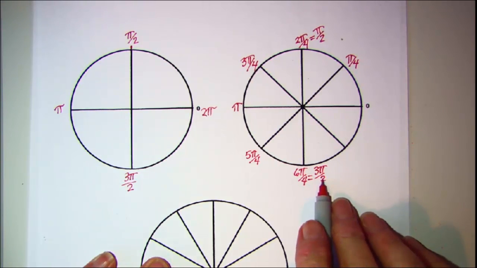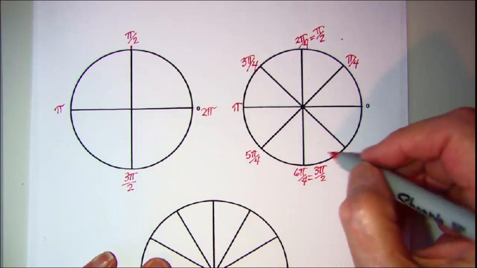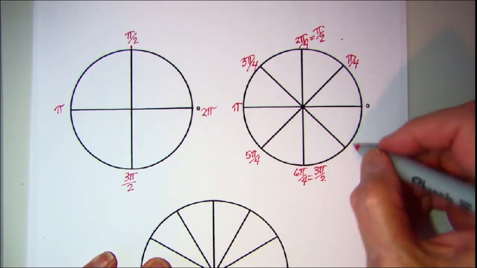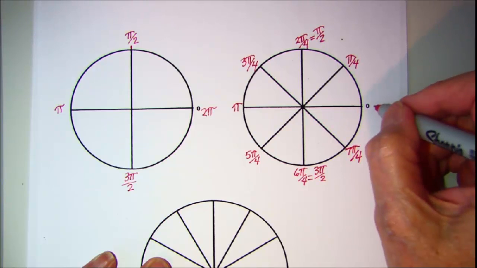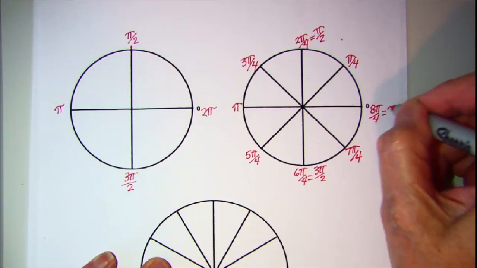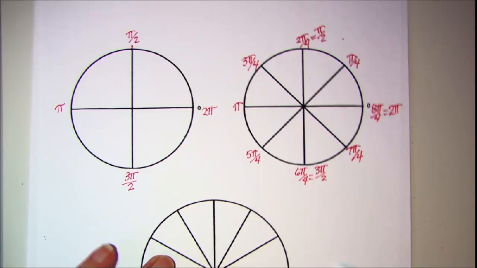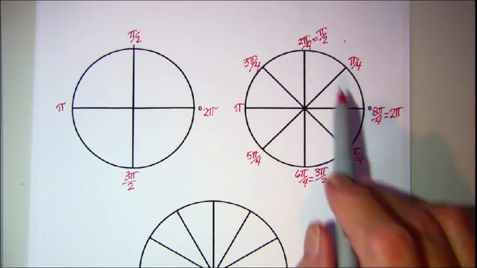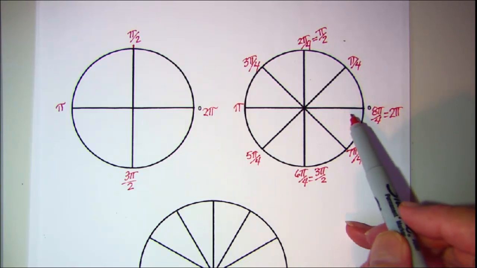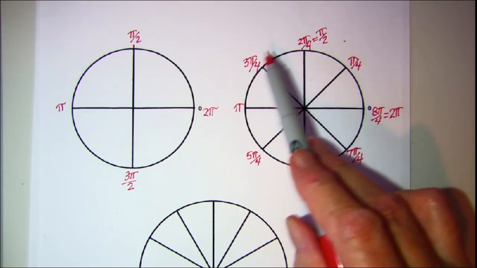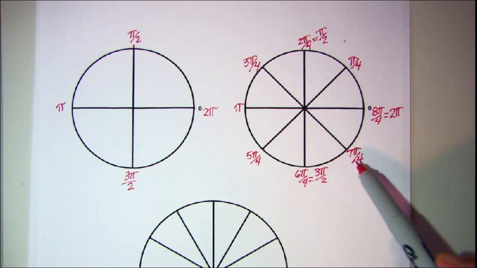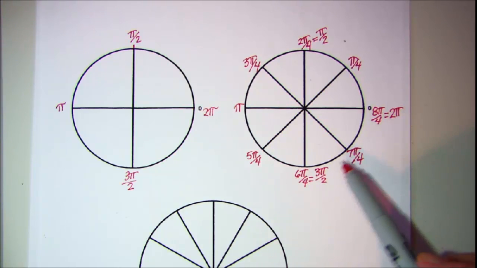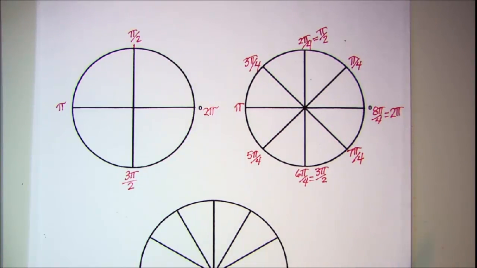And we already saw 3 pi over 2 over here. So let's continue. This will be 7 pi over 4. And this will be 8 pi over 4, which we know is 2 pi. Until you get used to your radians around the circle, it's helpful to just count those off: 1 pi over 4, 2 pi over 4, 3 pi over 4, 4 pi over 4, 5 pi over 4, 6 pi over 4, 7 pi over 4, 8 pi over 4. And make sure you reduce the ones that can be reduced.